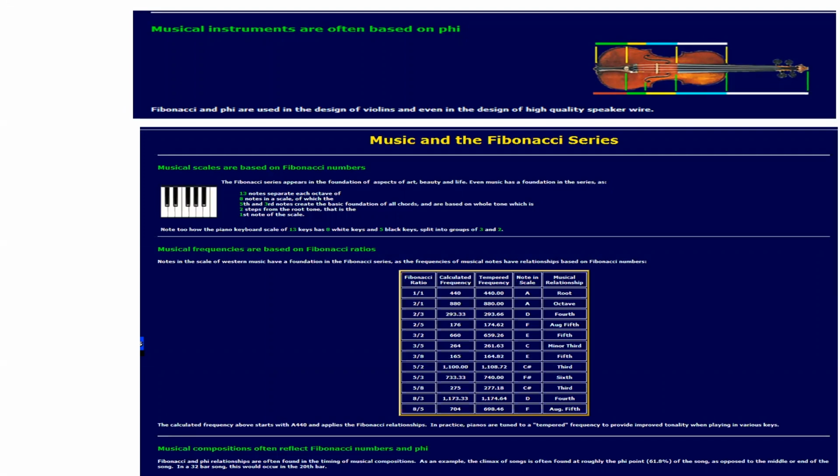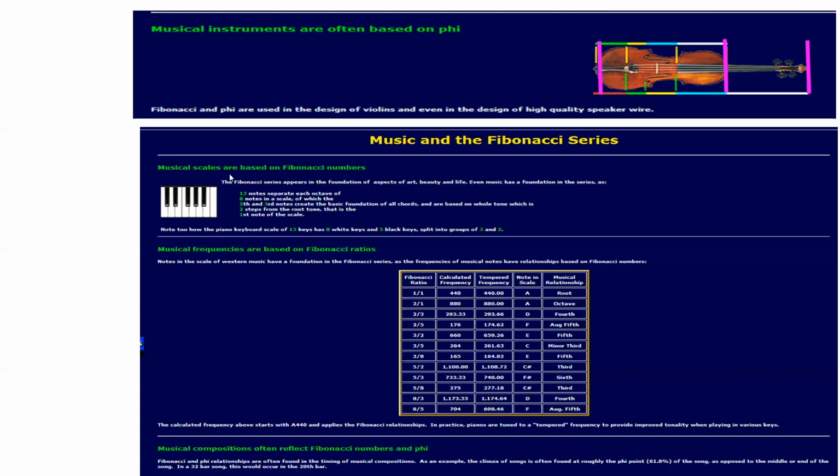contains Fibonacci ratios, either intentionally or not intentionally. You can read through this, of course, in our limited time. I can't get to everything, but violins often are designed with Fibonacci ratios. And once again, there are those proportions.